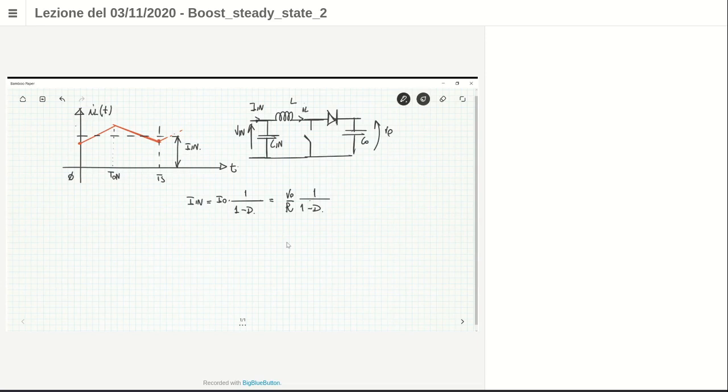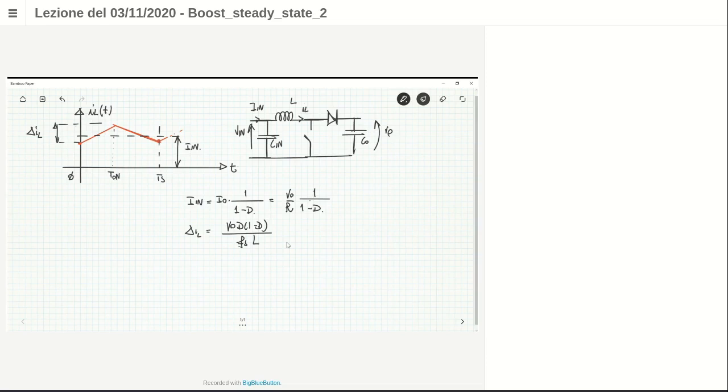Okay. Then we derived the ripple current that we know as delta IL. Delta IL is V naught times 1 minus D, the duty cycle, divided by L Fs.